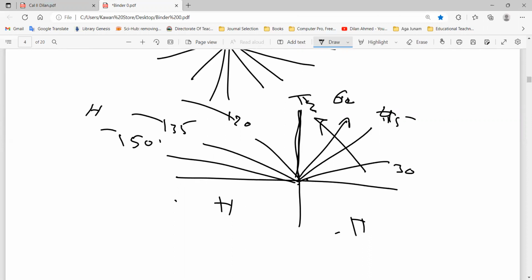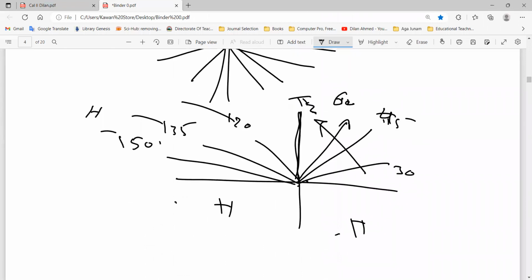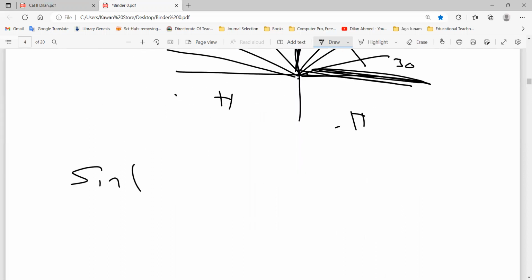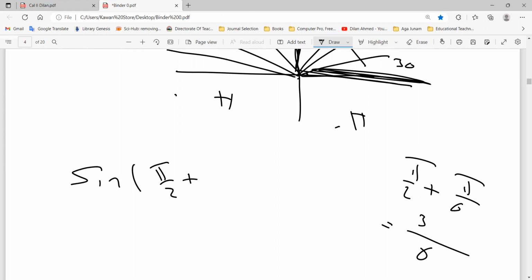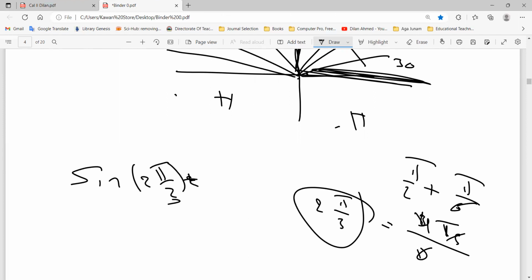And how do we use this table, the table of the first quadrant, to find the value of the second quadrant? For example, if I say sine of pi over 2 plus pi over 6, that is equal to what? 4 pi over 6 is equal to what? 2 pi over 3. Am I right? So find sine of 2 pi over 3.